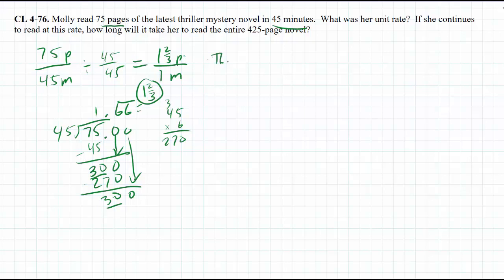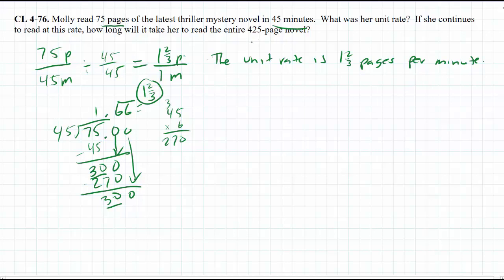Okay, the unit rate is 1 and 2/3 pages per minute. Okay, but we're not done yet. We have to figure out how long it takes for her to read the entire 425-page novel. Okay, so let's see what we could do here.